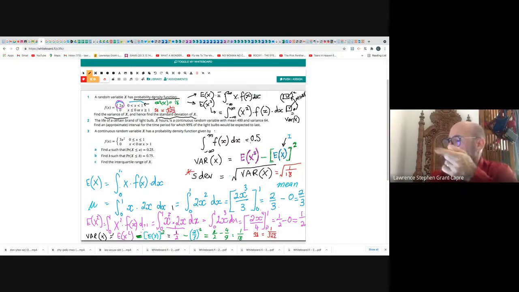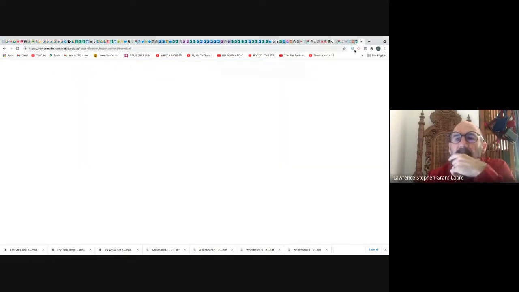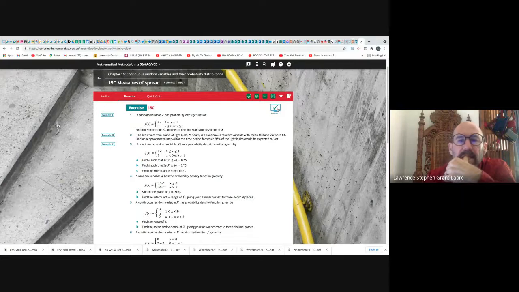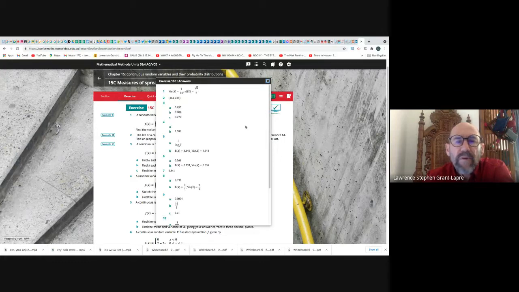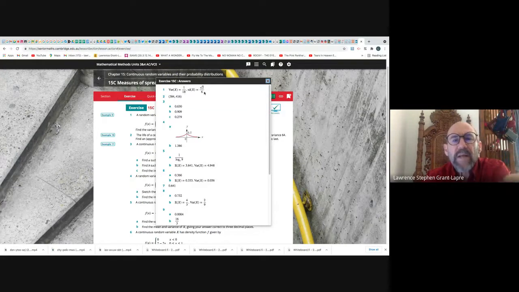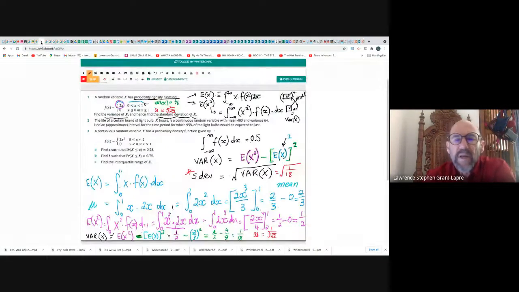And let's just check our answers. So this was number 1. Let's have a look at this. We've got 1 over 18 is the variance, and look, it's got root 2 over 6. So let's just have a look at root 2 over 6 and that answer. If I multiply the top and the bottom by root 2, I would get root 2 over 3 times 2 is 6. So that is also root 2 over 6.